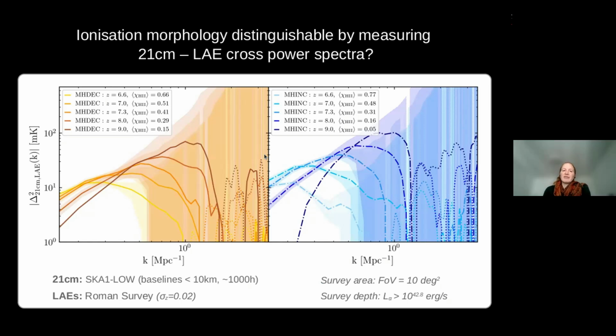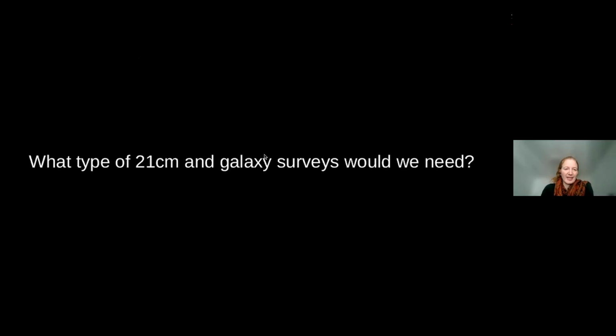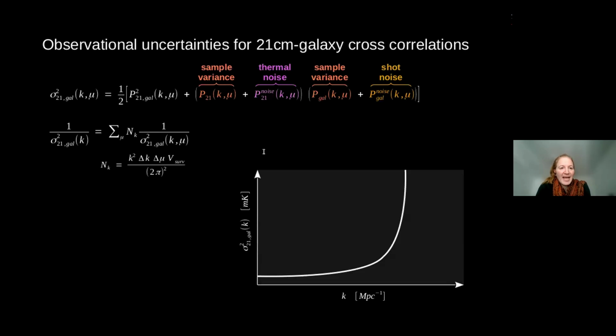But in general, I think it's also worth asking, what type of 21 centimeter and galaxy surveys would we need to do this, and how does this scale? I think Andre mentioned this already a little bit. I think I go a little bit into the detail in a different way.